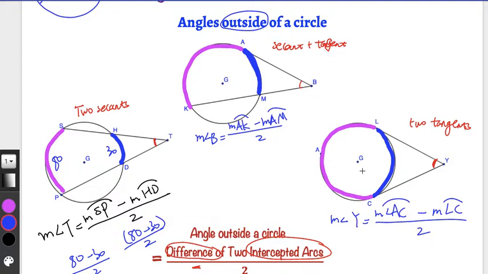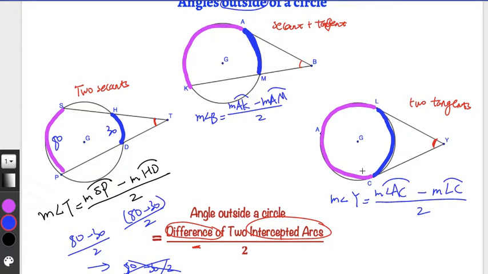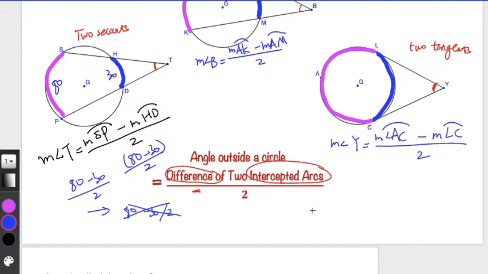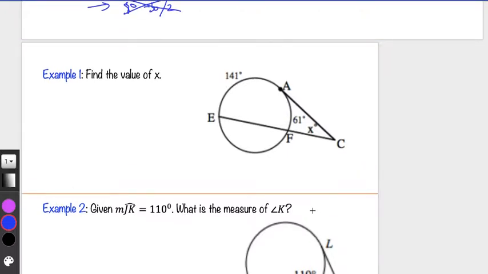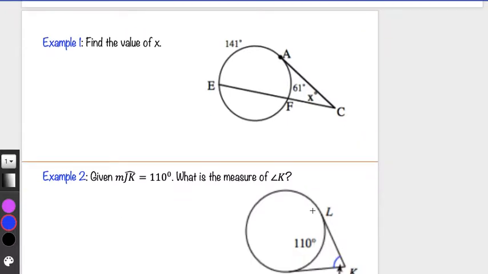Angle outside the circle. As we mentioned in the previous video, we only follow the one formula, which is the difference of the two intercepting arcs, then divided by 2. Even though we have 3 different cases, the idea is actually quite similar. So in this video we are going to work on these 3 examples, and let's check one by one.